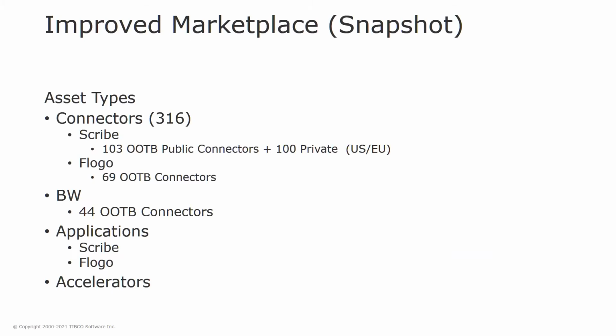So we have a new improved marketplace. We have multiple asset types. We have a total of 316 connectors between Scribe and Flogo, including the private connectors. BW has some out-of-the-box connectors. Now, I think one of the big benefits of the new TCI marketplace is the ability to deploy and put apps into the marketplace, right? So now we have applications for both Scribe and Flogo, also known as Connect and Develop. And then there are some accelerators too, which are part of the TCI TIBCO Labs initiative.